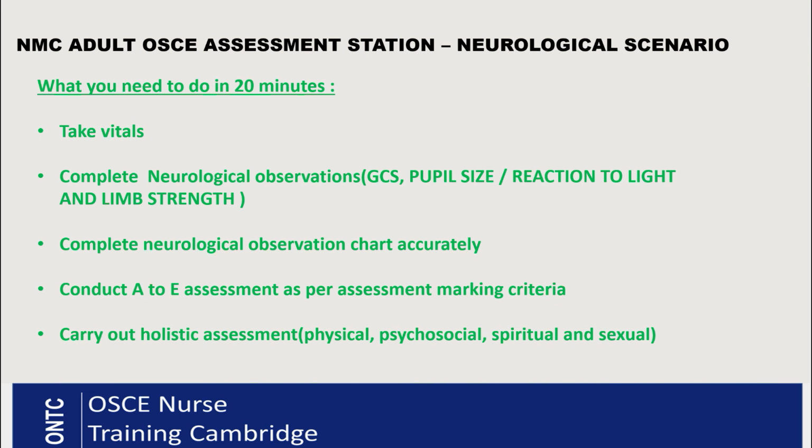Then within 20 minutes you need to complete the Glasgow Coma Scale chart, which is, it's not a GCS chart, it's a neurological observation chart. So GCS is part of the neurological observation, but you complete the neurological observation chart. Okay, and then you also need to conduct a full A to E assessment of your patient, because it's an assessment station. So that goes without saying that you still have to complete that as per the assessment marking criteria.